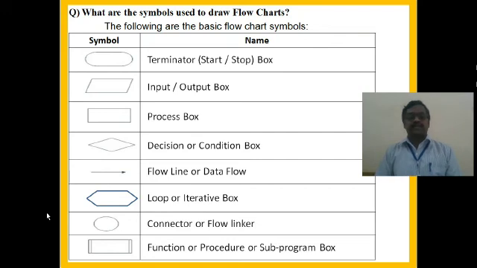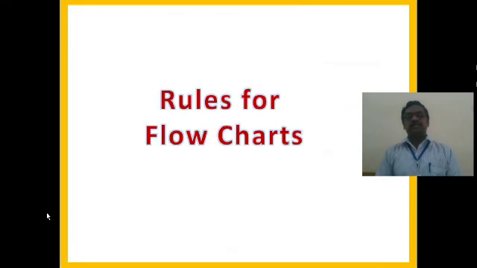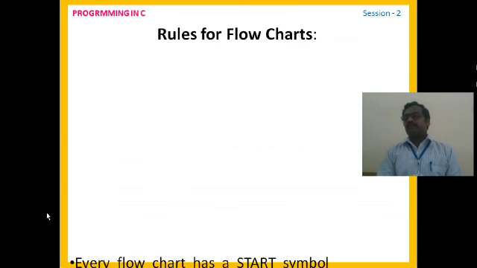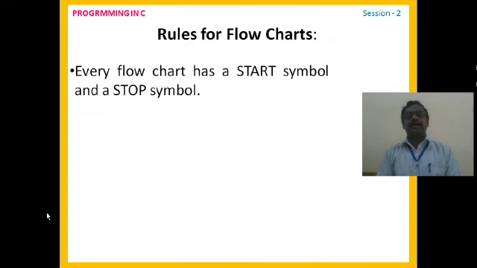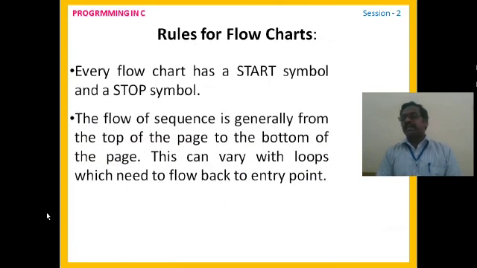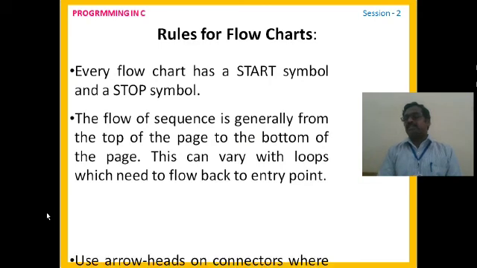So like this, we can use these basic flowchart symbols to draw flowcharts. Again you must remember, while drawing flowcharts, you must follow some rules. Here I am presenting some rules for flowcharts. Every flowchart has a start symbol and a stop symbol. You must start with the start symbol and end the flowchart with the stop symbol. The flow of sequence is generally from the top of the page to the bottom of the page. This can vary with loops when needed to flow back to an entry point.